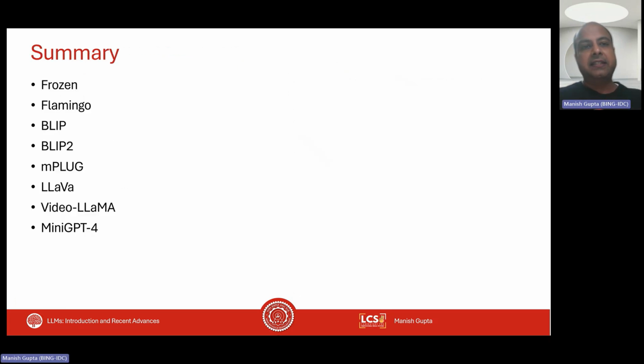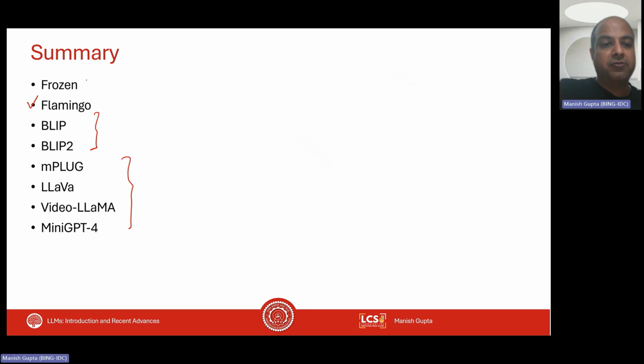In summary, in this session, I talked about many multimodal use cases where the inputs are multimodal in nature, but the generated output is text. I tried to cover what has happened in the multimodal generative world in the past 4 years or so. I started with Frozen, then I went into Flamingo. We talked about BLIP and BLIP-2. We also talked about mPLUG, LLaVA, Video-LLaMA, and Mini GPT-4, which are more instruction-tuned multimodal models.